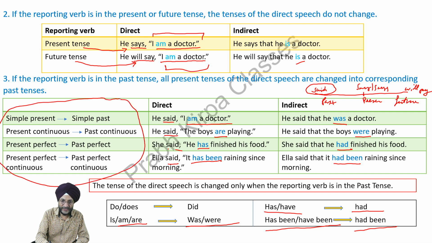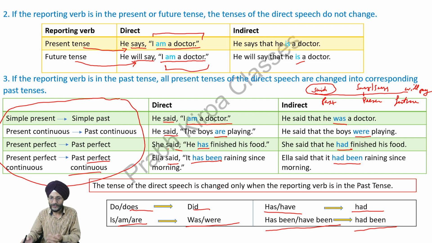that simple present tense is to be converted into the simple past, present continuous is to be changed into the past continuous, present perfect is to be changed into past perfect, present perfect continuous is to be changed into past perfect continuous. This may appear to be difficult. You can simply understand this. Do, does is to be converted into did, is, am into was, were, and so on.